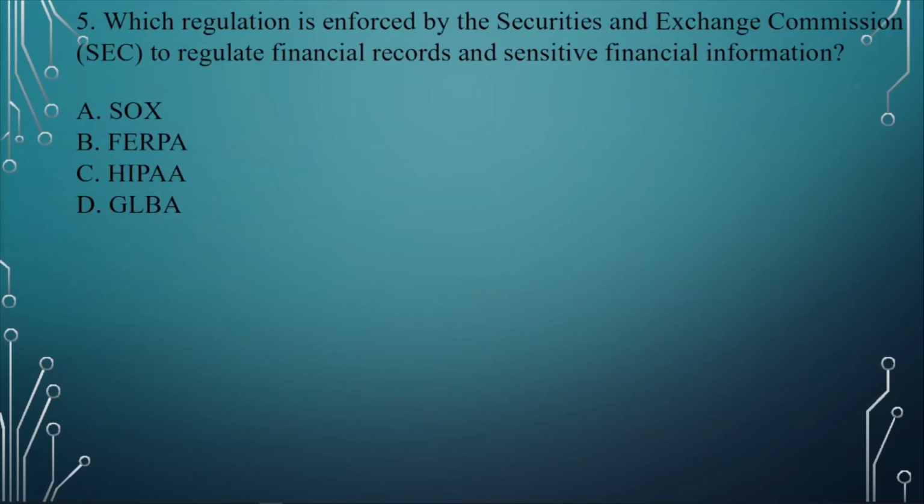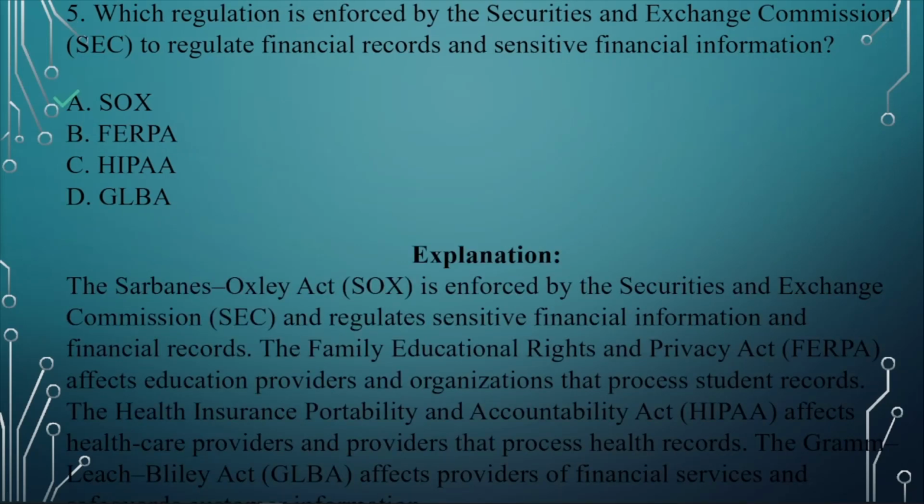Question number 5. Which regulation is enforced by the Securities and Exchange Commission, SEC, to regulate financial records instead of sensitive financial information? A. SOX. B. FERPA. C. HIPAA. D. GLBA. The answer here is A. SOX, or SOX. So this is enforced by the Securities and Exchange Commission and regulates sensitive financial information and financial records.